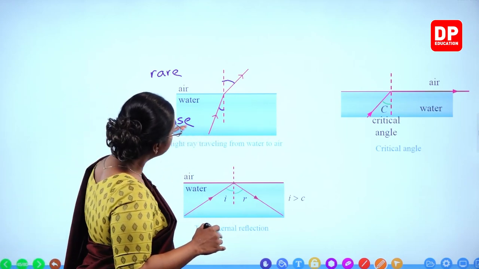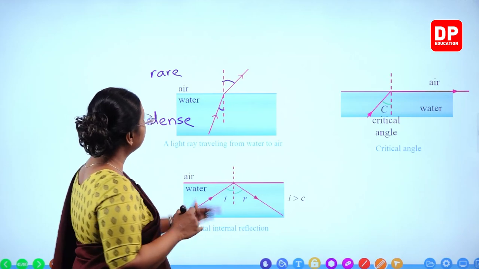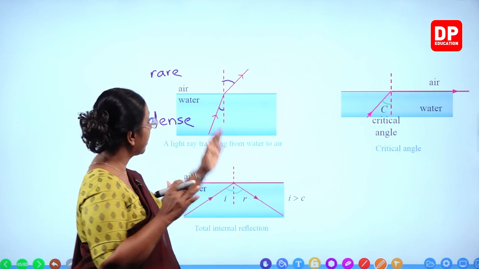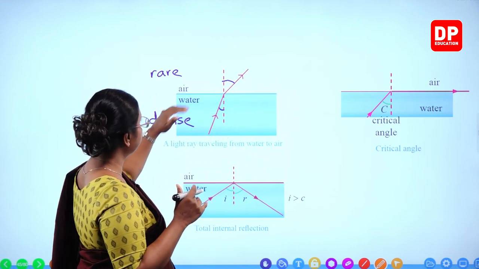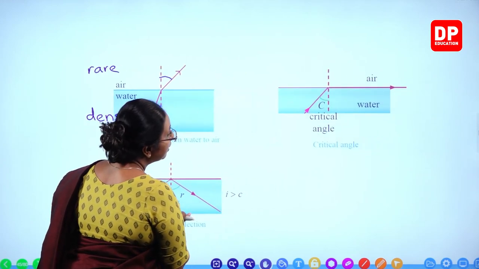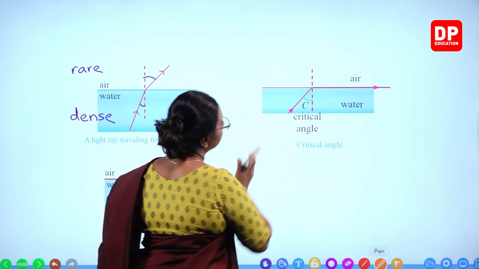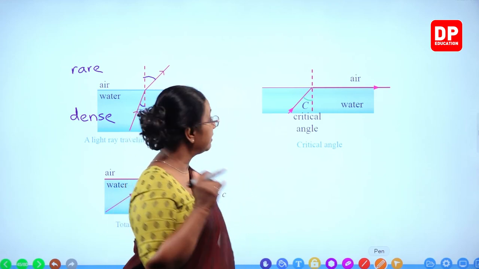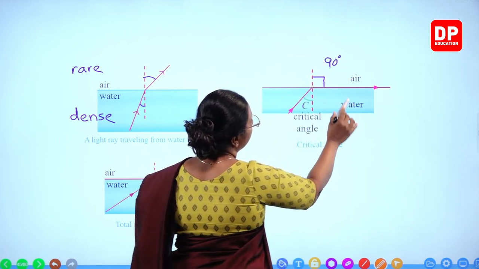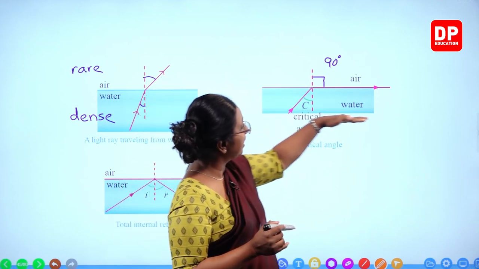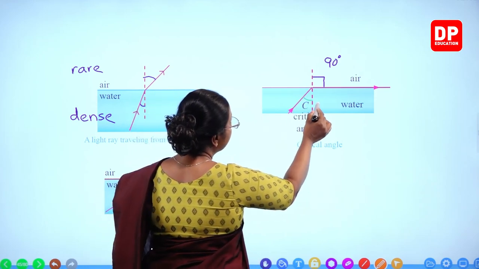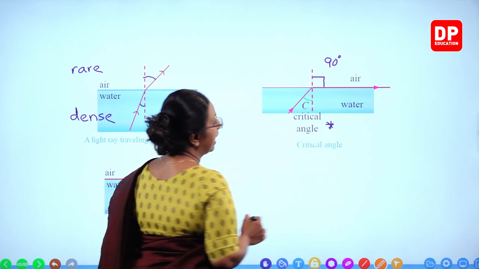Then, if you increase the angle of incidence, what will happen? The angle of refraction also increases. This concept where the path of the light changes when it travels from one medium to the other is what we call refraction. Now look at the second diagram. When you keep on increasing the angle of incidence, at one point the angle of refraction becomes 90 degrees. That is when the light ray travels along the interface of the two media. At this point, we call the angle of incidence the critical angle.